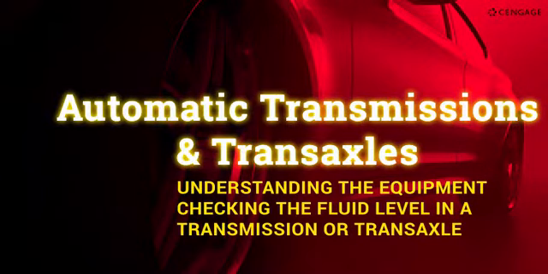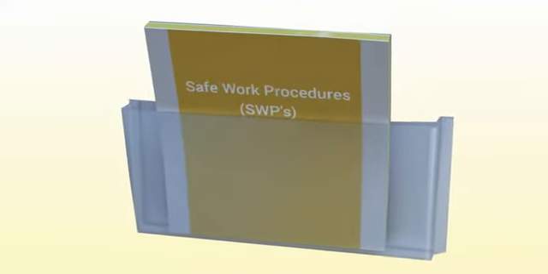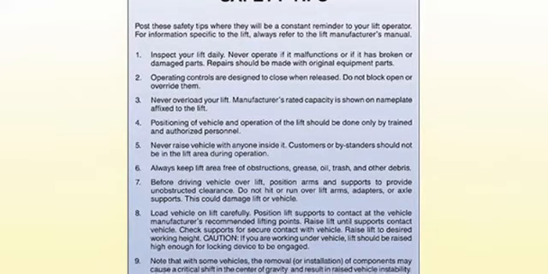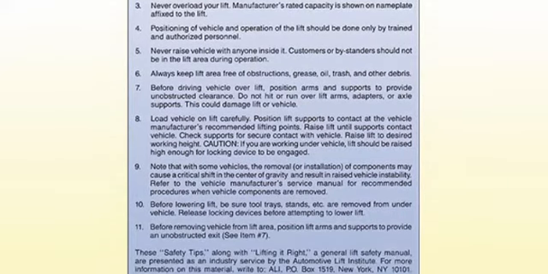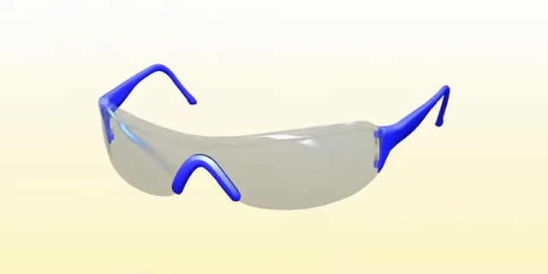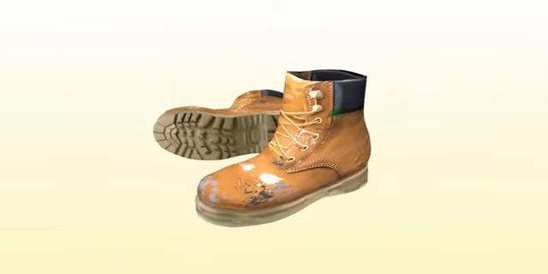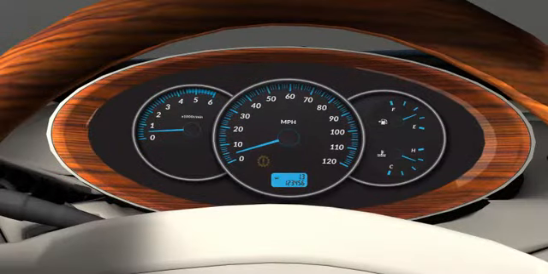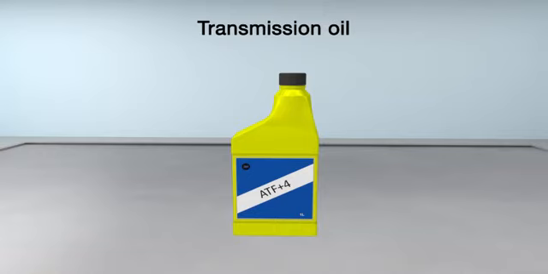Understanding the equipment: checking the fluid level in a transmission or transaxle. Safety first. When working in the shop, always follow the safety guidelines provided in service information, tool operation manuals, and other technical literature. To protect yourself from injury, wear personal protective equipment, PPE, dress appropriately, work professionally, and correctly handle tools and equipment. The lubricant used in automatic transmissions is referred to as automatic transmission fluid, or ATF. This special fluid is dyed red so that it is not easily confused with engine oil.